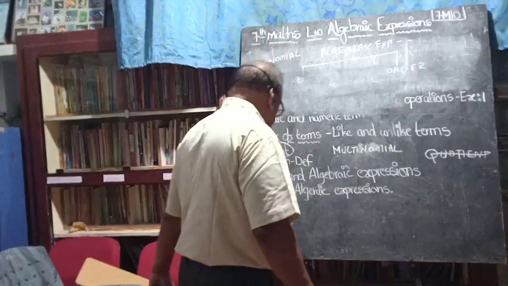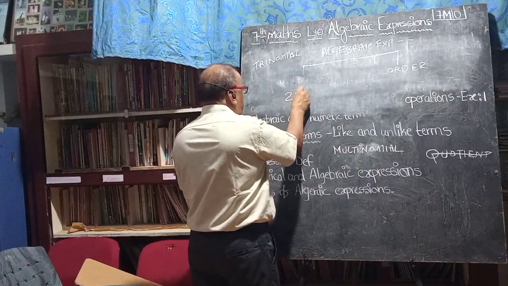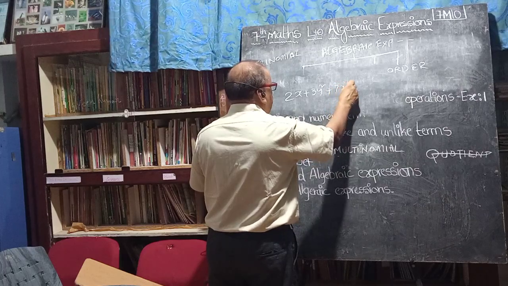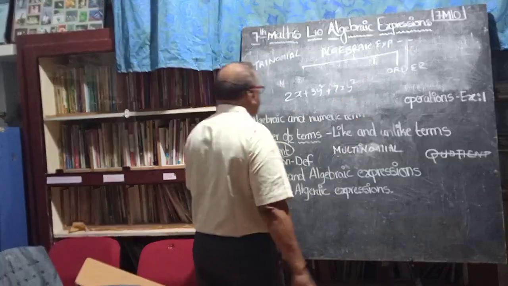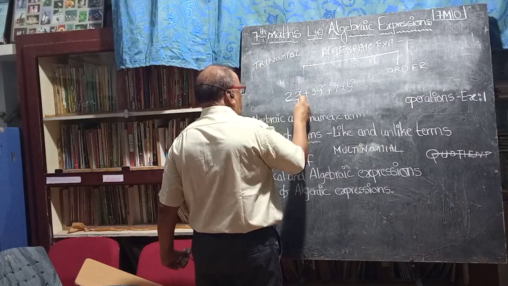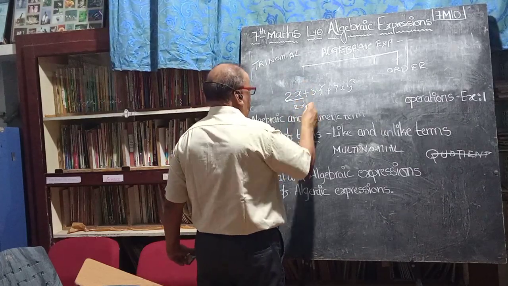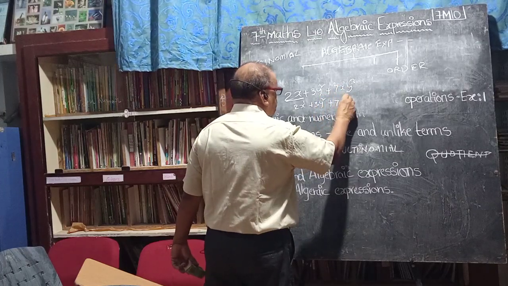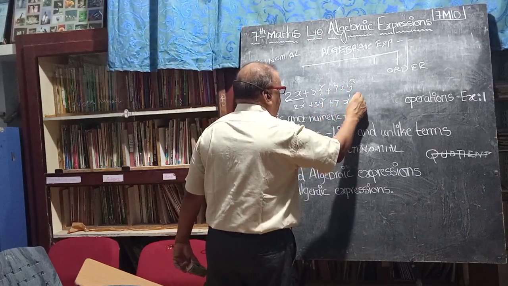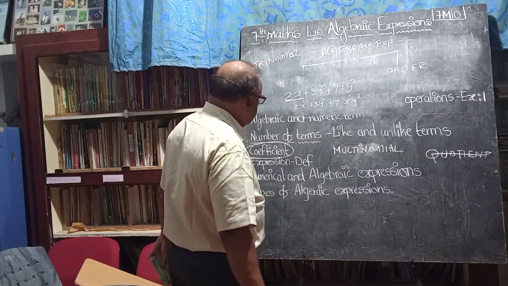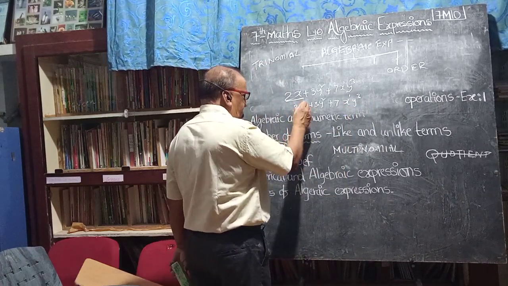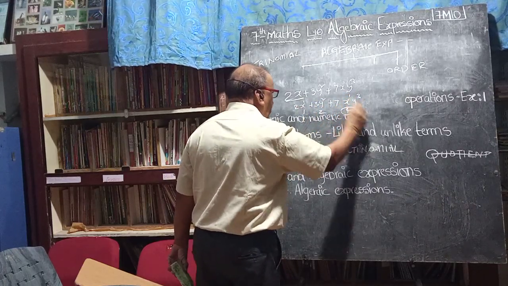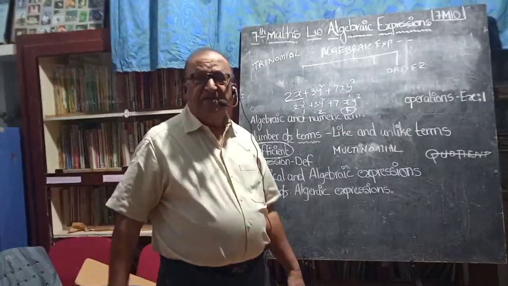I will give you an example. Let us say I have here 2x plus 3y square plus 7xy cube. Here 2x is x to the power of 1. Then 3y square, the power is 2. Then 7xy cubed: x is 1 and y cubed is 3, so 1 plus 3 is 4. The highest is 4, so 4 is the order of that algebraic expression.